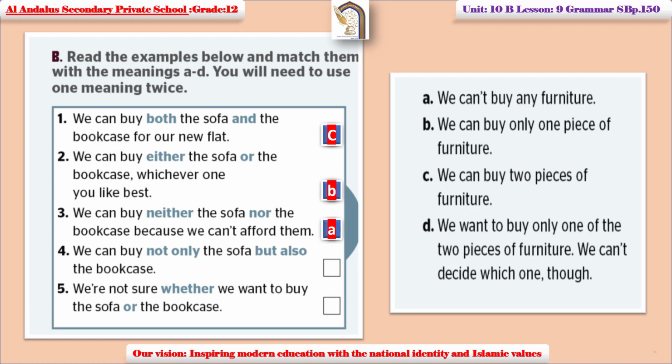Number 4. We can buy not only the sofa but also the bookcase. That's brilliant. It is C. We can buy 2 pieces of furniture.